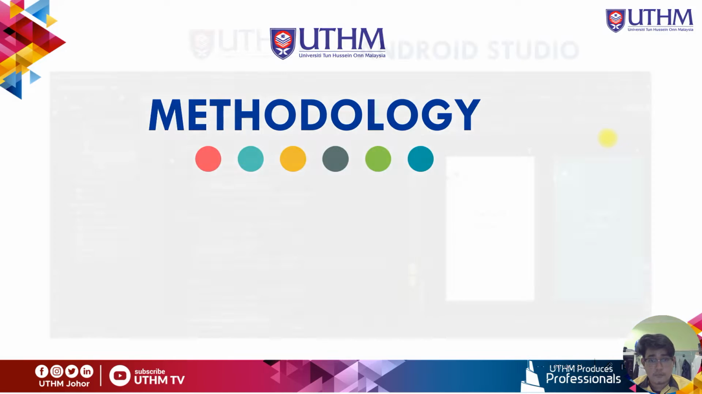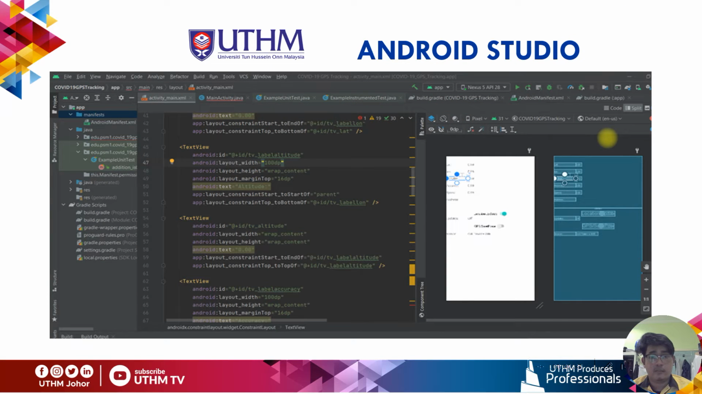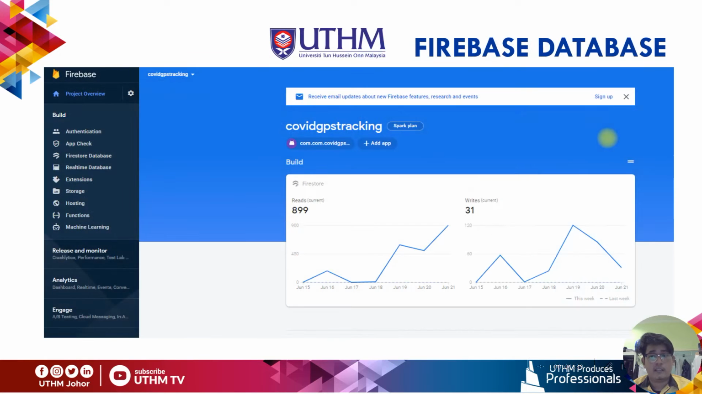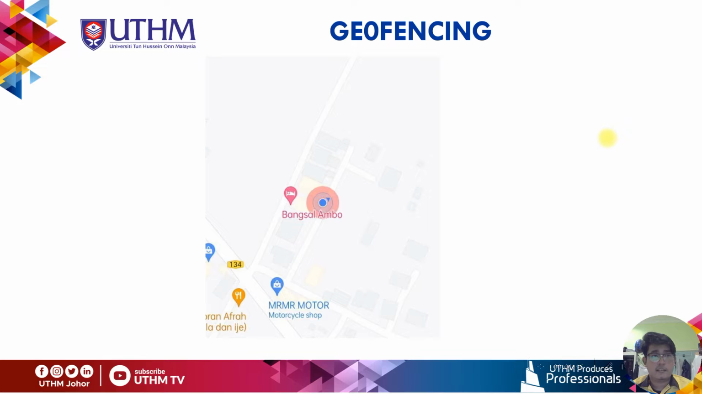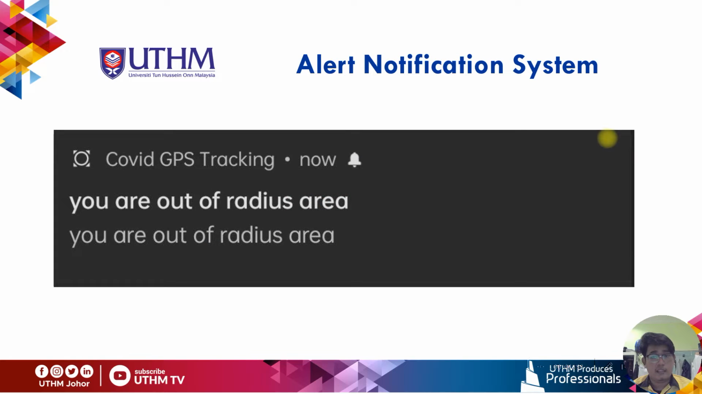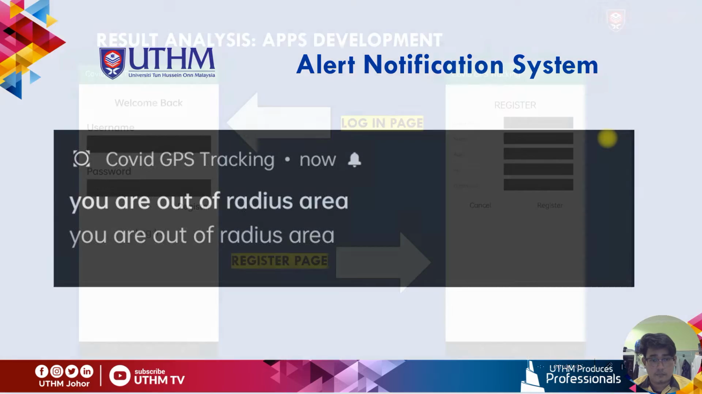For the methodology, first is the Android Studio, which I use as my workspace for creating the Android-based application, and then the Firebase database that is used to store the details and information of the users, and the geofencing system that is set at 15 meters, used as a parameter for the geofence, to determine whether the user has exited the geofence, and then the alert notification system to alert the user that they have exited the home surveillance order.